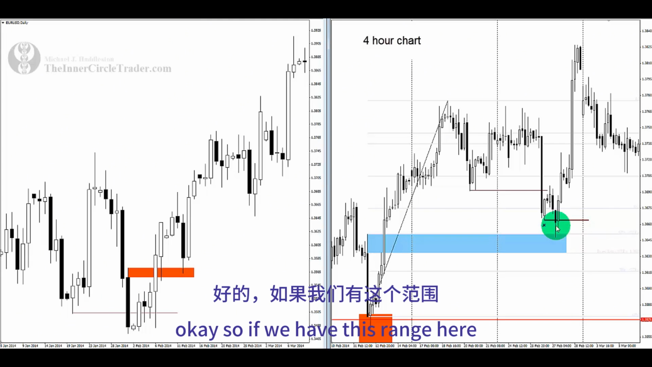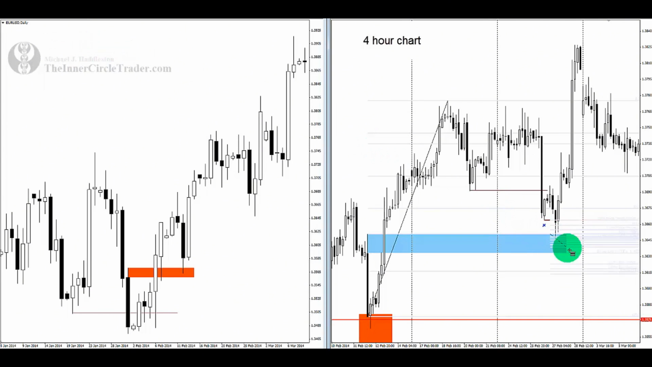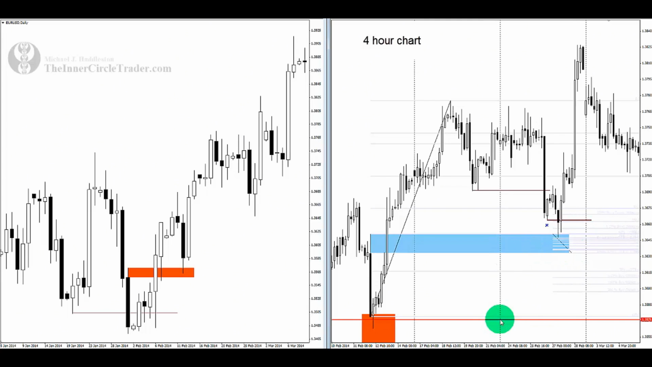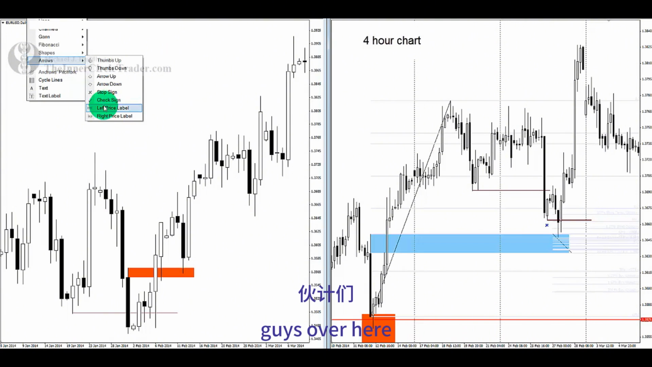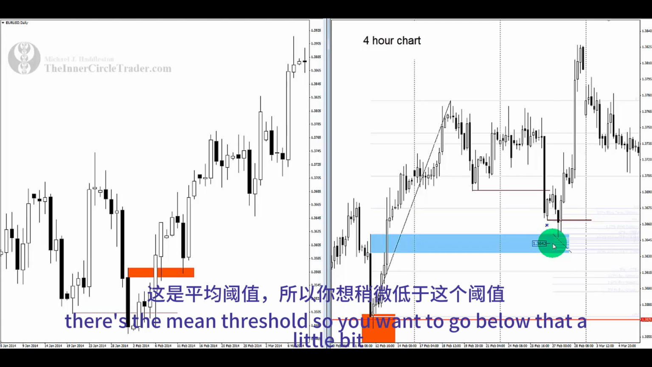So if we have this range here, how do we define our risk on this trade? I'll just use one of these little guys over here. So 136.42. There's the mean threshold, so you want to go below that a little bit.